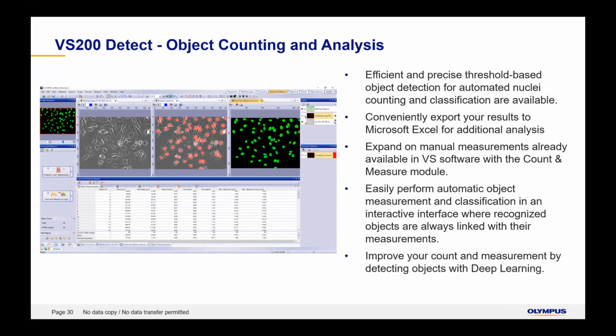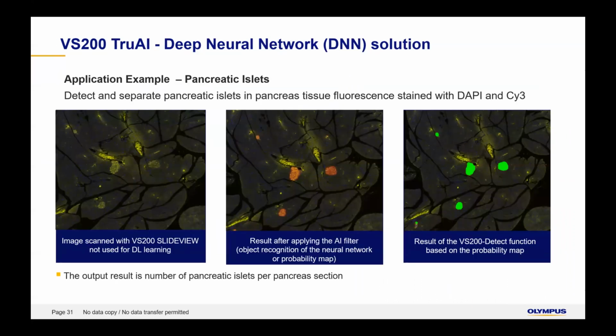VS Detect is our standard threshold-based counting module. It's straightforward, it's easy to use, and you can export the results directly to Excel. But where it really shines is when it's used in combination with our new AI module. True AI is our highly flexible deep learning artificial intelligence analysis module. Essentially, it's a toolbox for customized image analysis. You can train the software to detect complex objects. This works for any observation method. For fluorescence, it can take into account the localization and morphology of multiple channels.